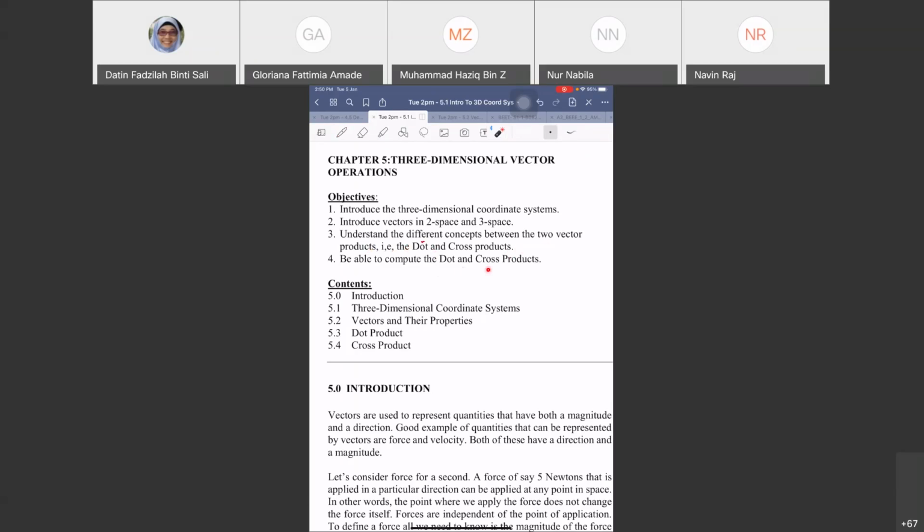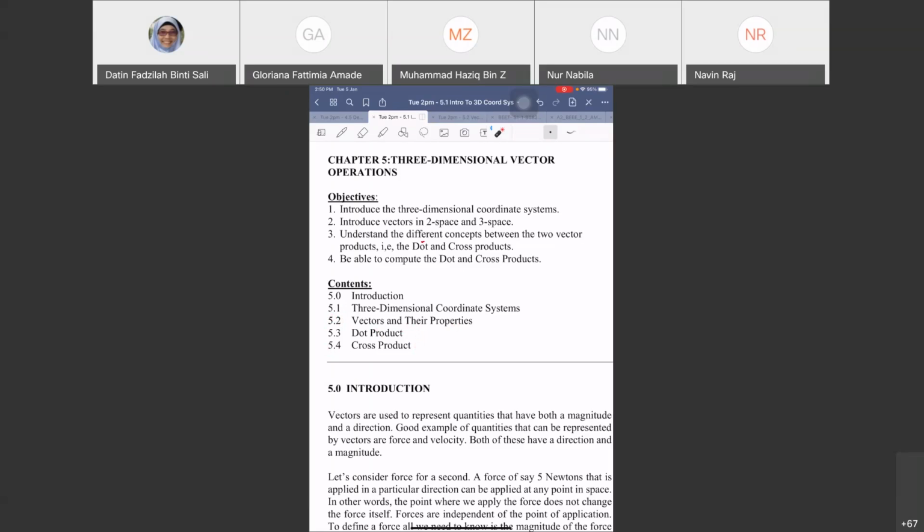Our content for this chapter consists of about four sections, and the main part is the last three. The first two sections, 5.0 and 5.1, are just an introduction of the three-dimensional coordinate system. The main theme of the chapter is vectors and their properties. Dot product and cross product are also arithmetic operations on vectors.